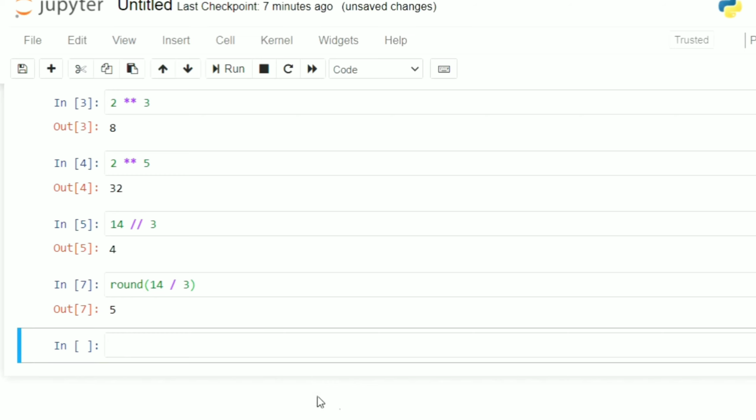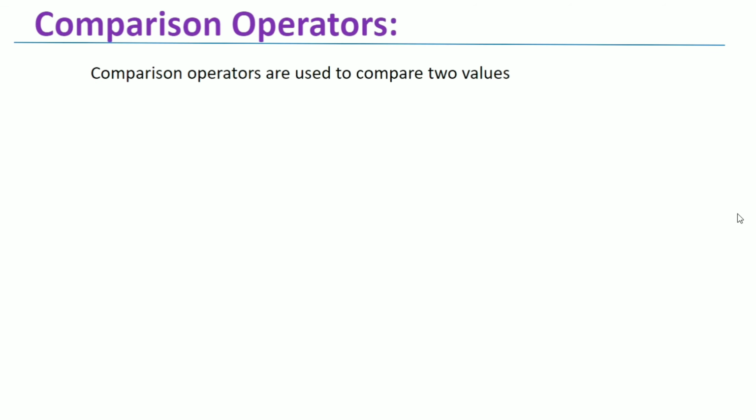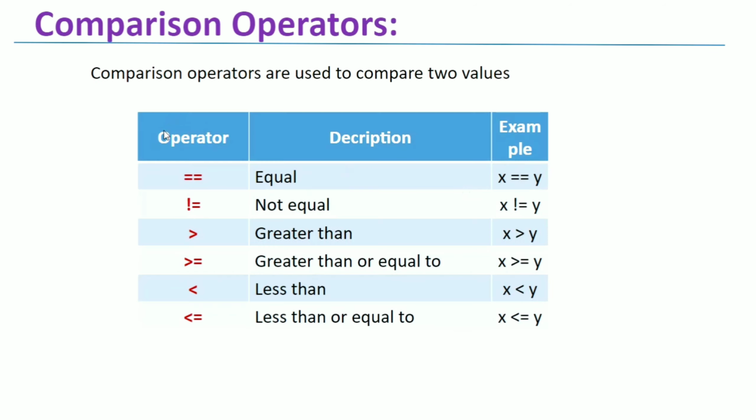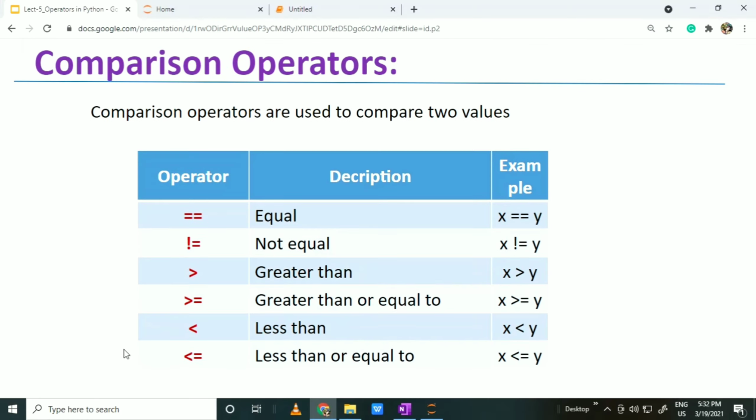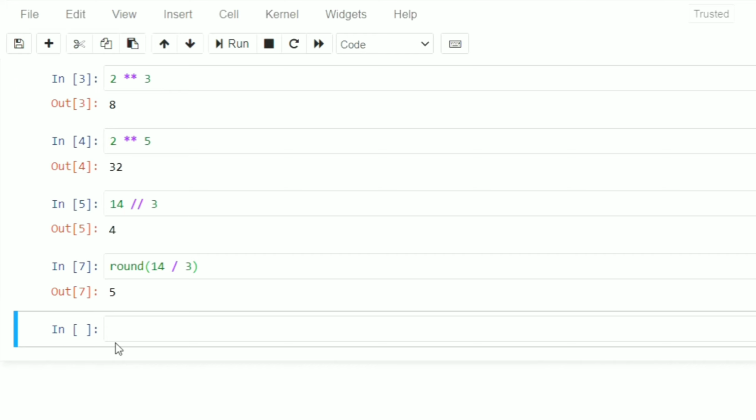Let me go back to the presentation. The next type of operator is the comparison operators. In the comparison operators, we have equals to. Whenever we want to compare two values, we can compare any two values, so either they are equal, or not equal, or greater than, or greater than or equal to, or less than or equal to. So these are the comparison operators. Let me go back to the Jupyter notebook. Let me change this cell to a markdown cell.